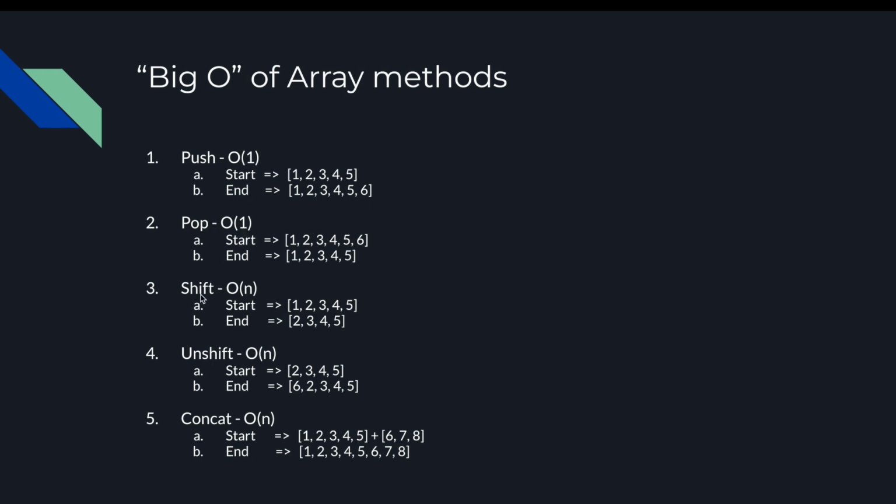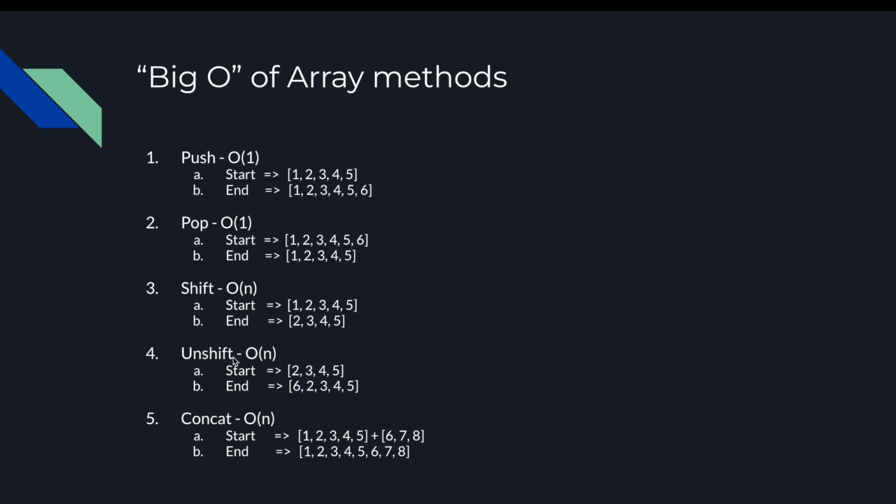The next one is the shift method. The shift method removes the first element from the array, which makes the time complexity O of n, because if we remove 1 from this array, the element 2 will be shifted to index 0, 3 will be shifted to index 1, 4 will be shifted to index 2 and so on. Removing the first element from the array requires shifting of the other elements, which makes the time complexity O of n, because we are doing a lot of operations to adjust the indexes of this array.